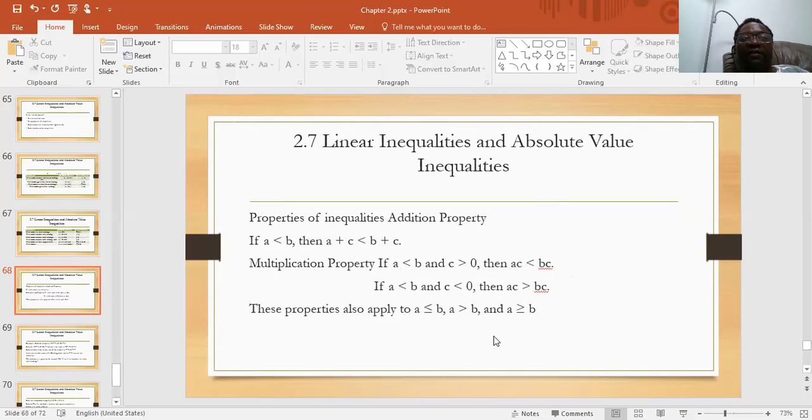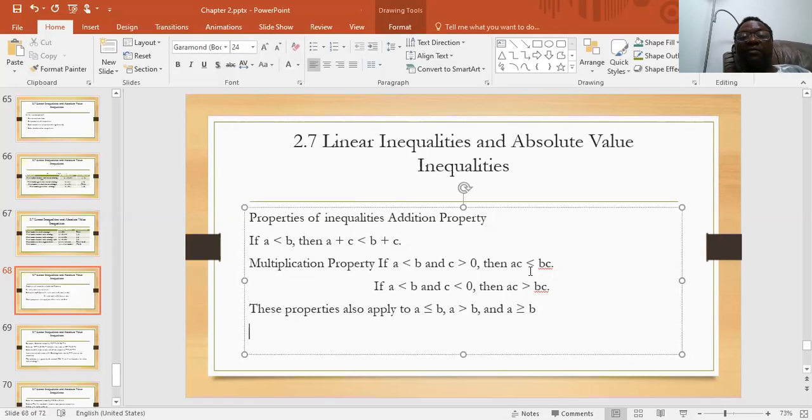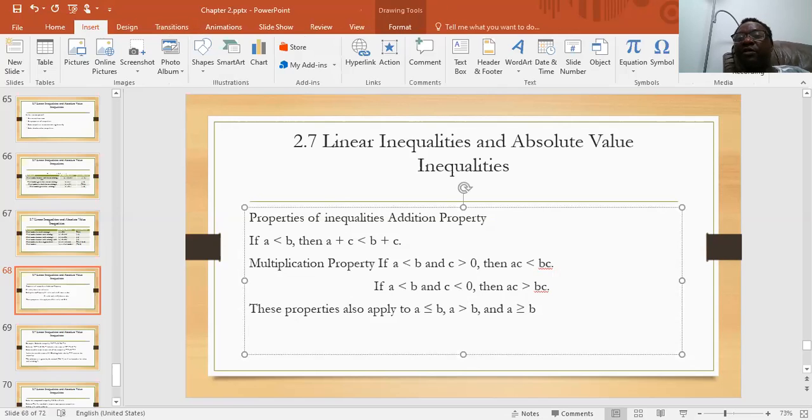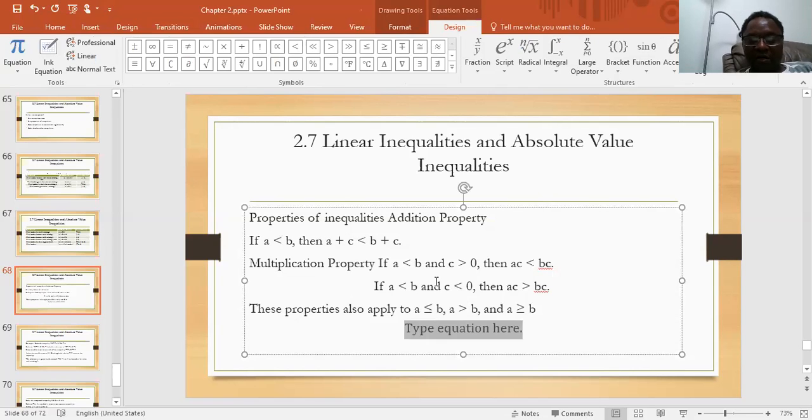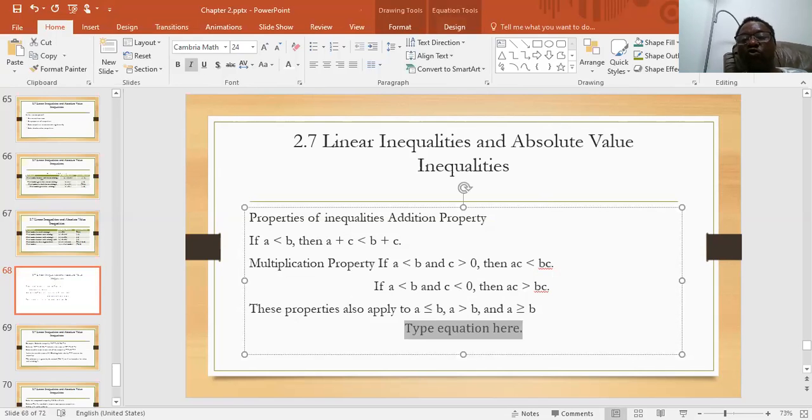For example, if I say that negative 2 is less than 1, let me just give that example here. I will erase it after. We have negative 2 is less than 1. If I multiply both sides of this inequality by negative 1, I will have 2 is greater than negative 1. That's what I mean. So when you are multiplying an inequality by a negative number, reverse the inequality.